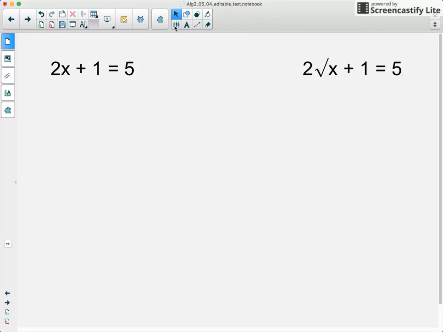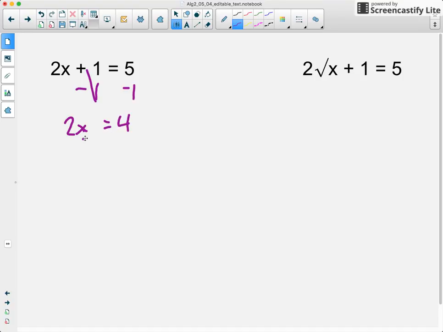In this example, we'd solve it by subtracting 1 from both sides of your equal sign. Those would cancel out. Bring down the 2x, and you solve this problem. 2x equals 4, and then solve for x by dividing both sides by 2.